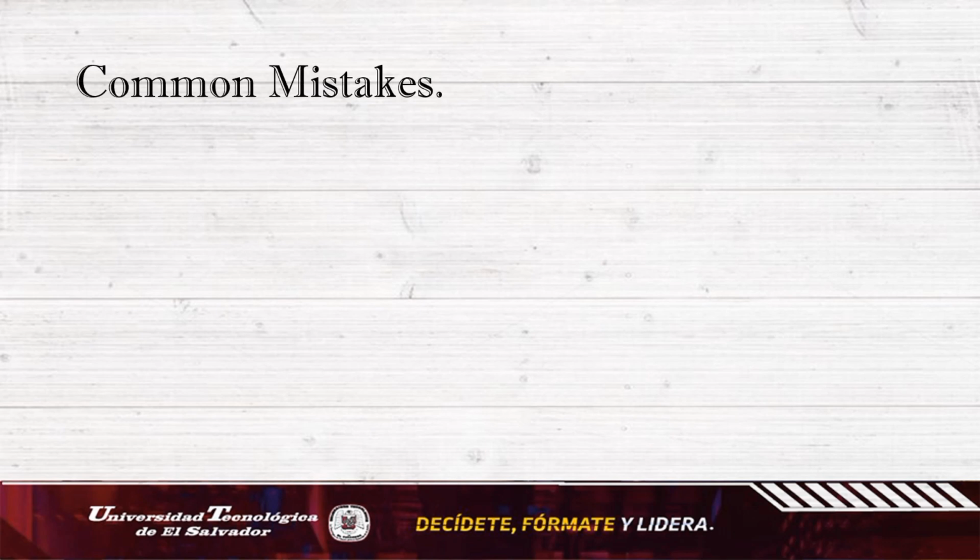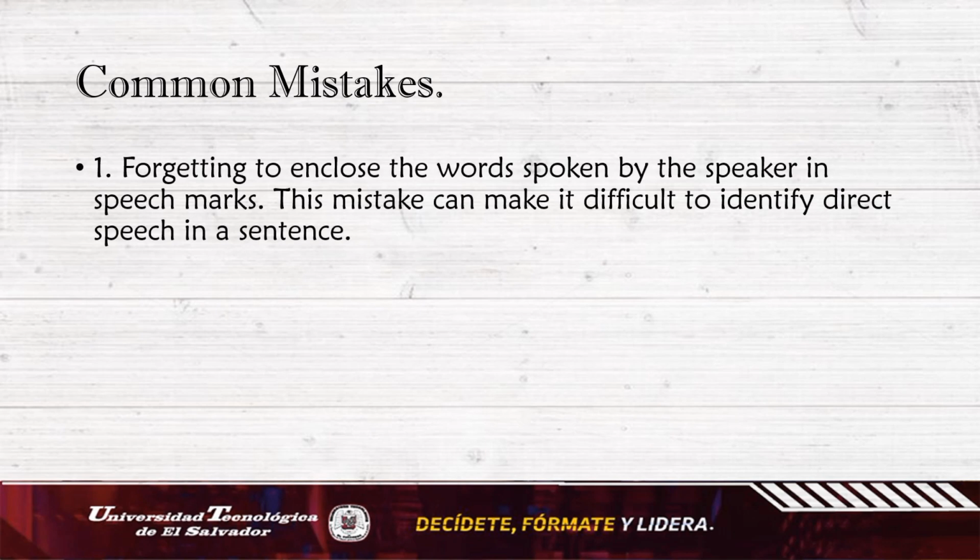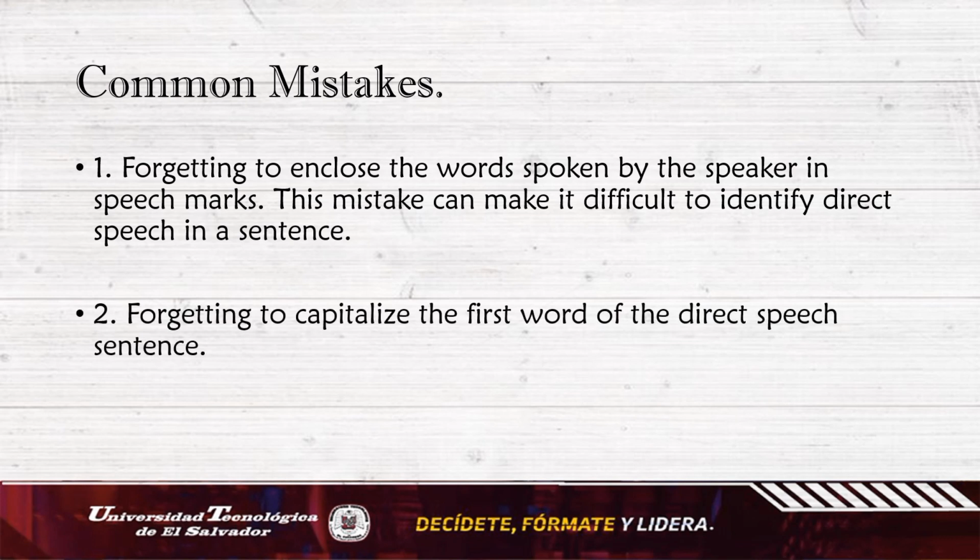Now, let's explain some common mistakes in direct speech. 1. Forgetting to enclose the words spoken by the speaker in speech marks. This mistake can make it difficult to identify direct speech in a sentence. 2. Forgetting to capitalize the first word of the direct speech sentence. Both of these mistakes can be avoided by following the correct punctuation rules for direct speech.